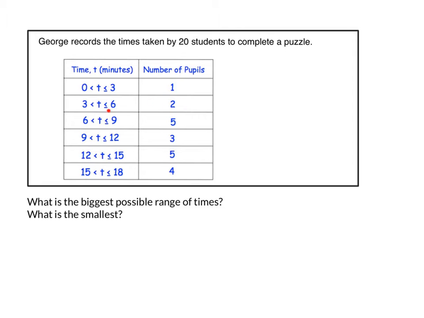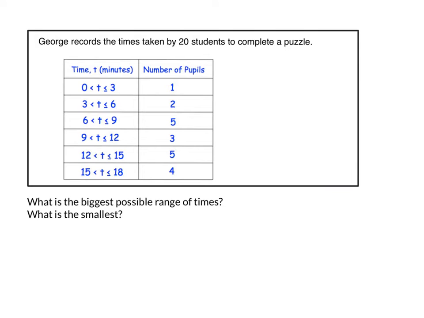2 pupils took between 3 and 6 minutes. 5 pupils between 6 and 9. 3 between 9 and 12 minutes. 5 pupils between 12 and 15 minutes. And 4 pupils between 15 and 18 minutes.